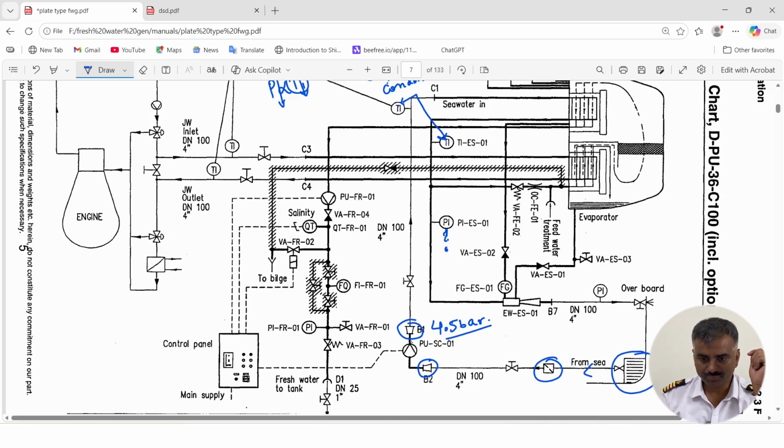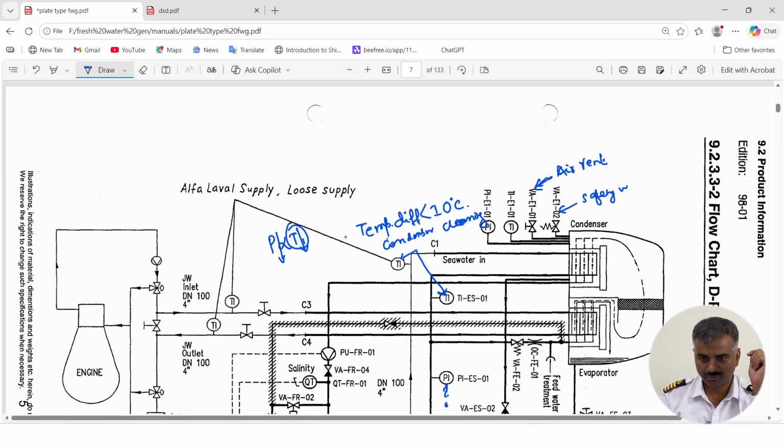So from the ejector pump, your seawater goes into the condenser plates. Okay, there will be two chambers. One by one the two plates will be joining each other.